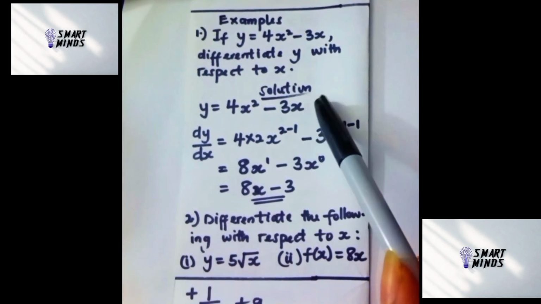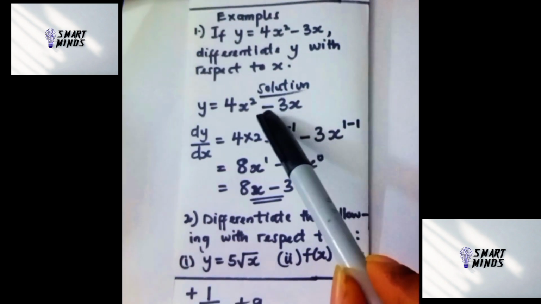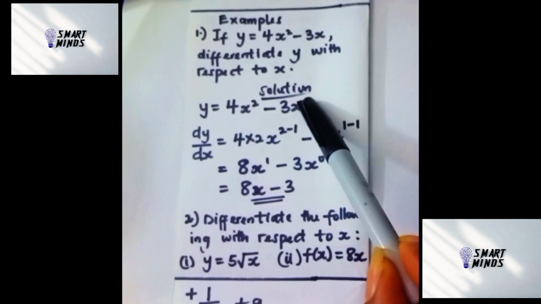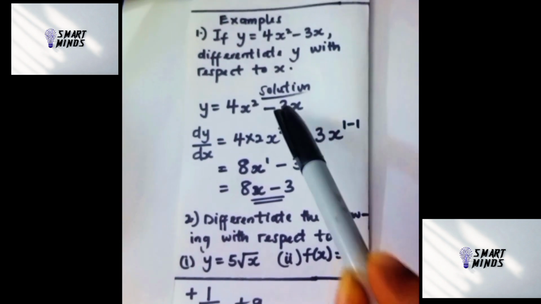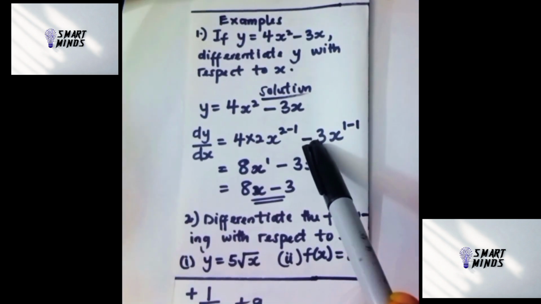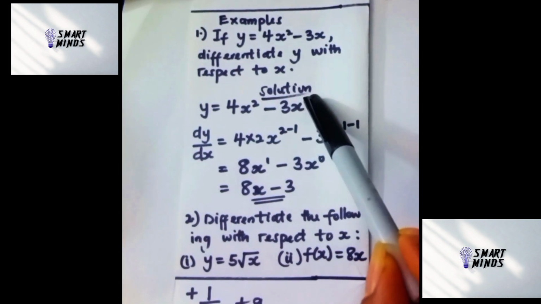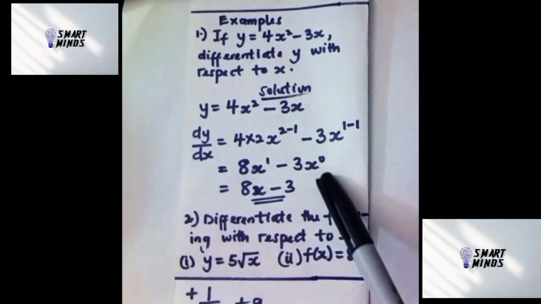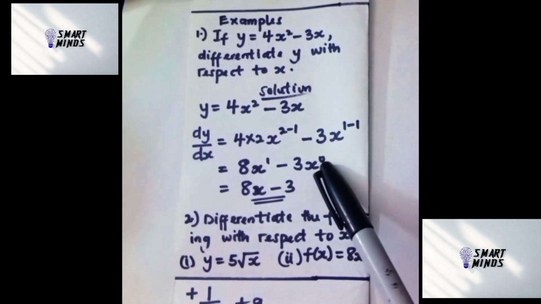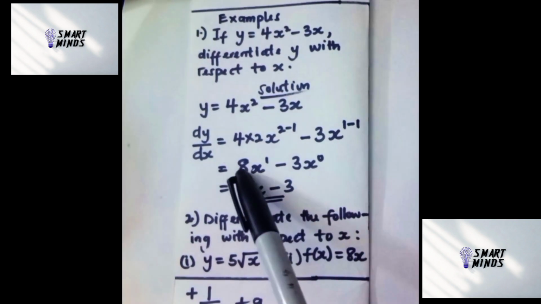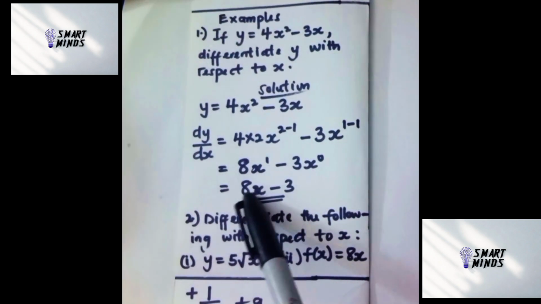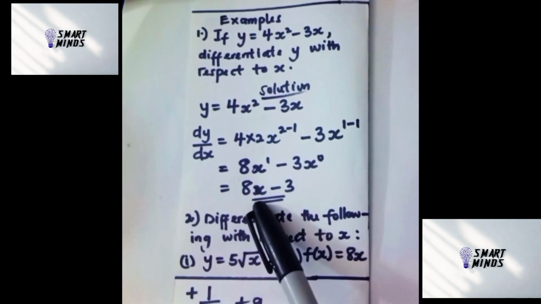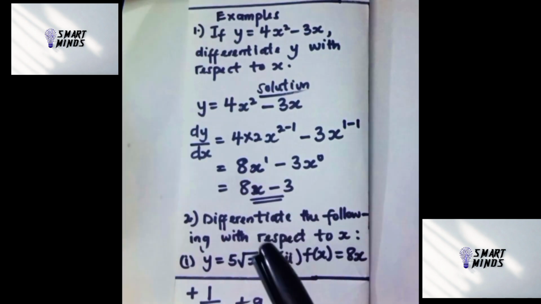Then you move on to the second term. We have minus 3x. If you look at this carefully, there is an invisible 1 here. So multiply the invisible 1 by minus 3, which is the coefficient. We have minus 3. Subtract 1 from the power 1, like this, and we have 0 left. So remember, any number raised to power 0 is what? 1. So 1 times minus 3 is still minus 3, and 8x raised to power 1 is still what? 8x. So the final answer for differentiating this expression is 8x minus 3.